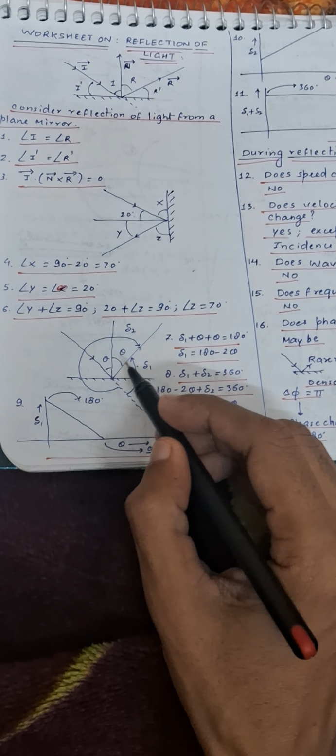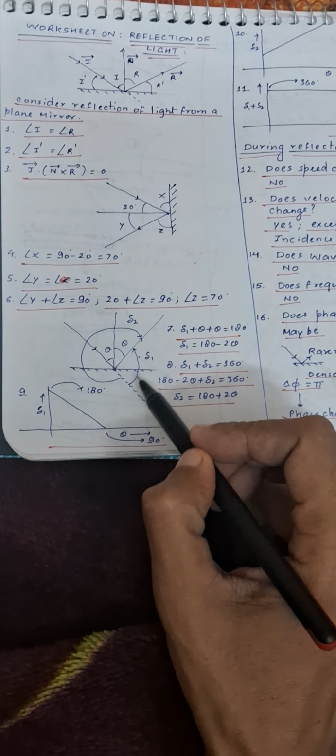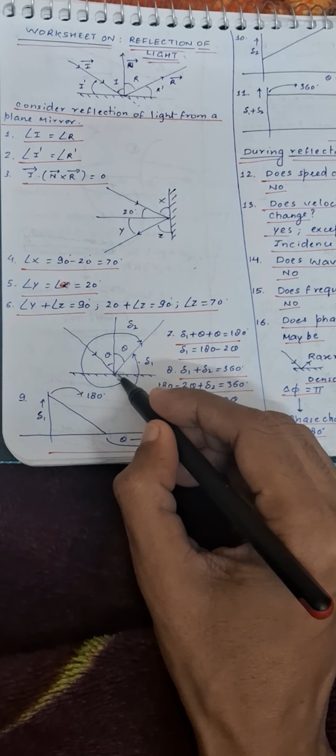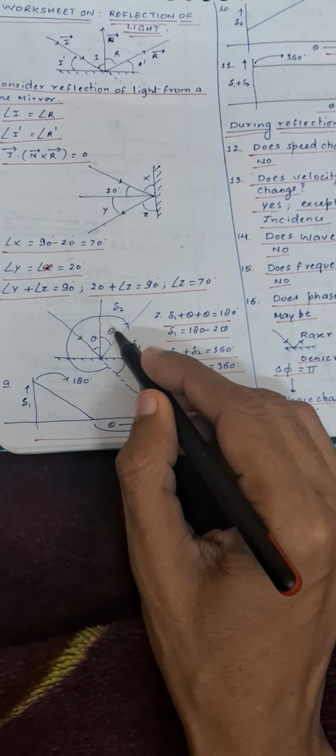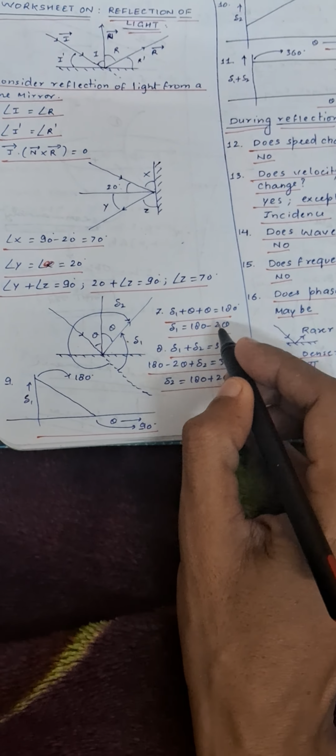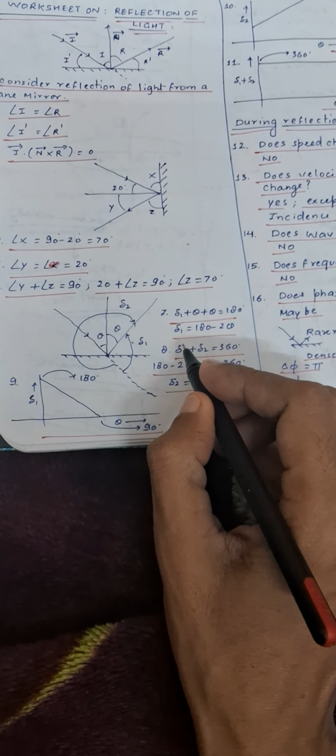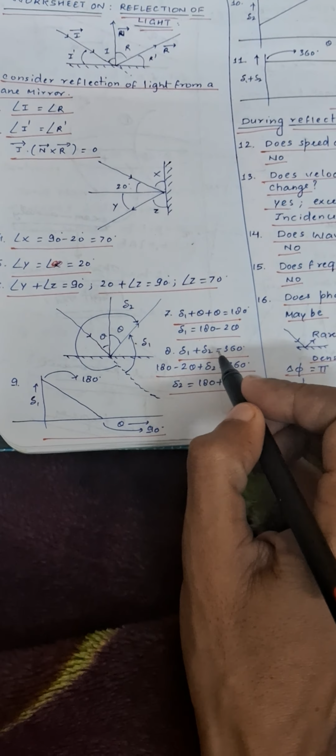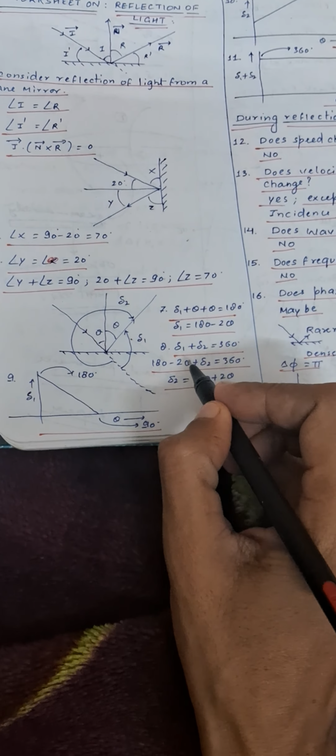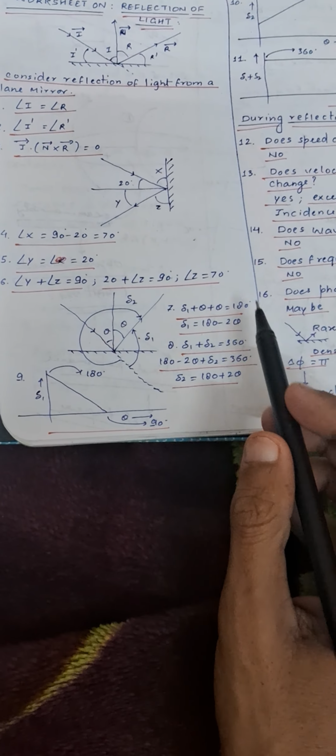Now there is another question: light is incident at an angle theta, and we need to find del 1, which is the deviation of the light ray. Deviation is basically the angle between the initial light ray and the final light ray. You can see that it's a complete straight line, so the total angle is 180. That means del 1 is 180 minus 2 theta. Now del 1 plus del 2 is 360, so del 1 is 180 minus 2 theta, plus del 2 is 360, which gives del 2 equal to 180 plus 2 theta.